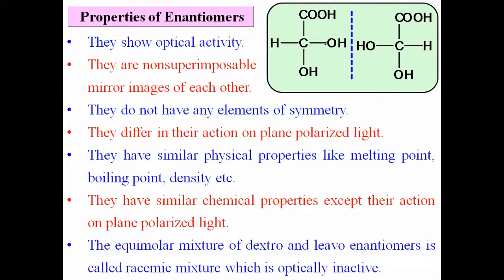Now let us see. Suppose there is an equimolar mixture of dextro and levo isomer. If there is an equimolar mixture of dextro and levo isomer, meaning dextro and levo enantiomer, then it is called a racemic mixture. One enantiomer is the dextro and the second is the levo. If there is an equimolar mixture, then it is called the racemic mixture. And we know that it is optically inactive. It is optically inactive, the equimolar racemic mixture. Okay, now this is just about the enantiomer.